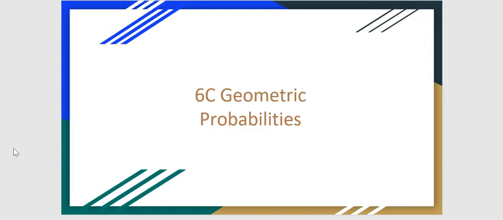6C, we're going to talk about geometric probabilities and the geometric distribution. Similar to the binomial distribution, which is what we've been talking about, it's just got a little tiny difference in the rules, which changes how we calculate things.